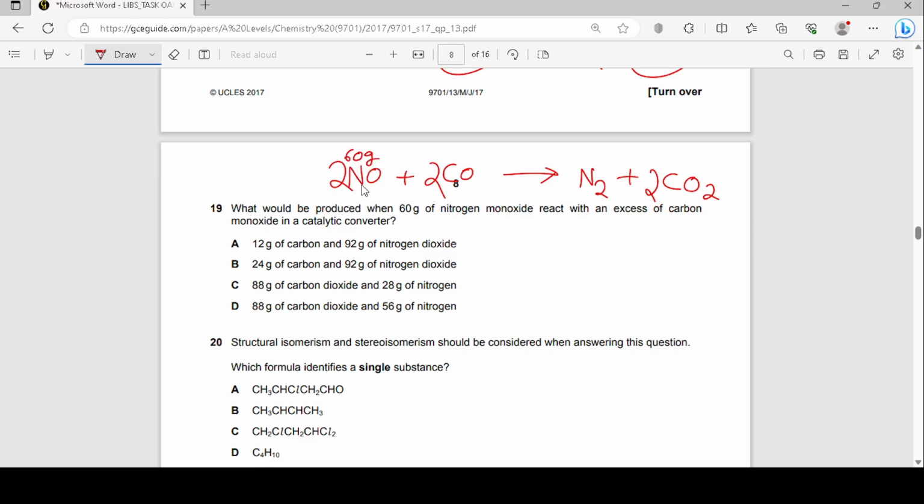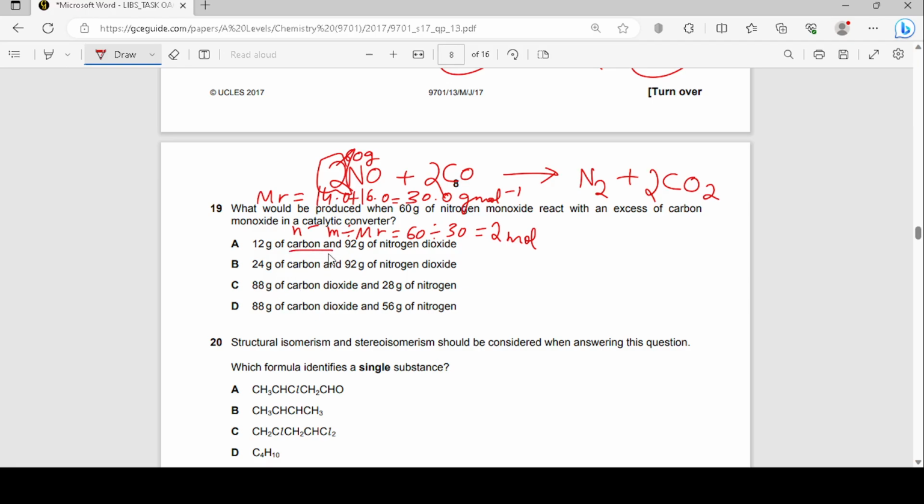Anyways, you have 60 grams of NO. What's the Mr of NO? It's just going to be 14.0 plus 16.0, so that's 30 grams per mole. So how many moles of NO do you have? Moles equals mass over Mr, so it's going to be 60 over 30, which is just 2 moles. And that's convenient, since I already have 2 over here, so it's the same ratio. All right, so 2 moles. And now they're asking about carbon dioxide, nitrogen. Okay, so they're asking about all of them. So I suppose I just calculate the amounts of all of them, really. But carbon, actually, no, wait.